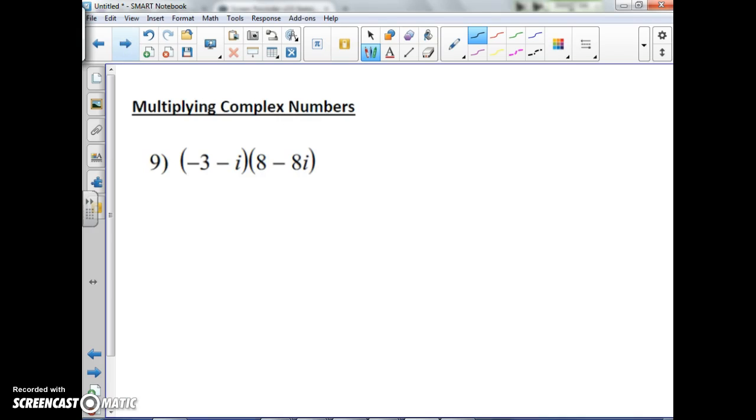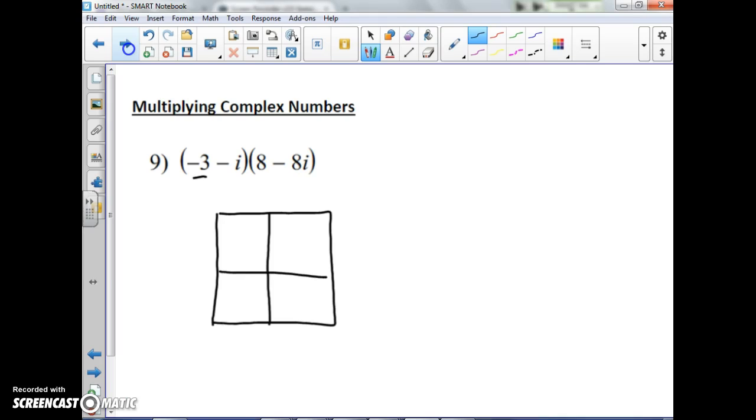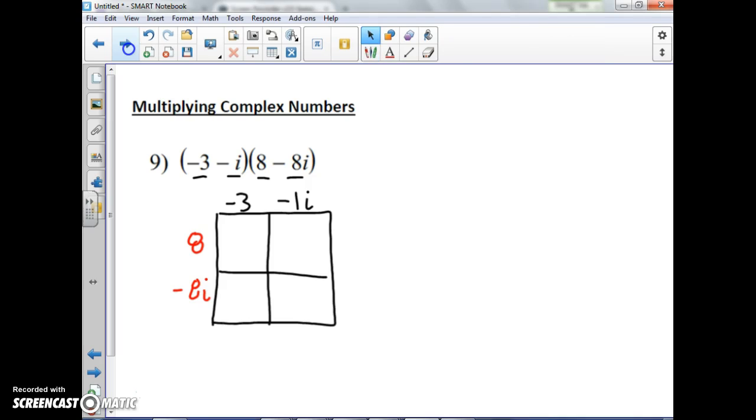Now let's talk about multiplication. I'm going to think about this the way that we did it before. So we talked about multiplication of binomials before, and we made a box. I'm going to do the same thing here because I have binomials, which is two terms being multiplied times together. So I'm going to take negative 3 minus 1i on the top, and then I'm going to take 8 minus 8i on the side. And I'm just going to multiply these two terms together.